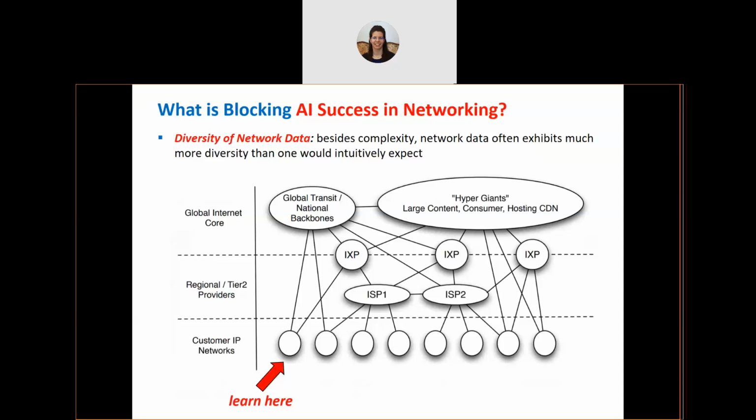So for us, this kind of diversity of the network data says that, depending on where I learn and where I apply the model, the whole thing can really fail. So it's very difficult to say, okay, I can learn from aggregation of data at the customer IP networks, at the ISP networks, at the IXP, the Internet exchange points, and so on. And this makes the thing much more complex, right? Because it depends on where you learn, where you can apply.